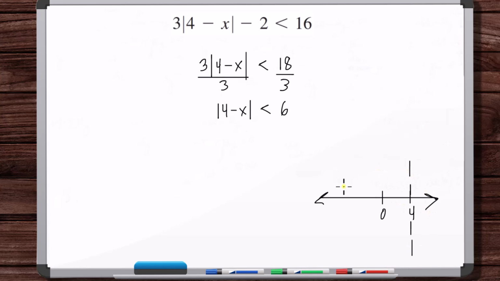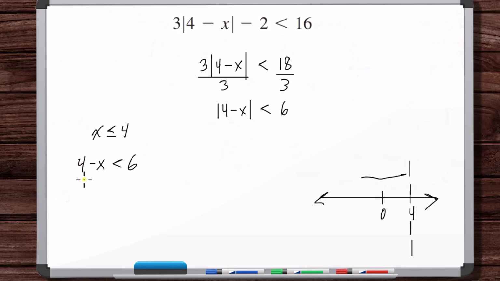So now we need to analyze these two regions. Let's start with x being less than or equal to 4. In that case, 4 minus x is going to be positive or 0. So we just remove the absolute value, and now we solve the inequality in this case. With absolute value equations, we'd solve the resulting equation. Here we solve the resulting inequality.